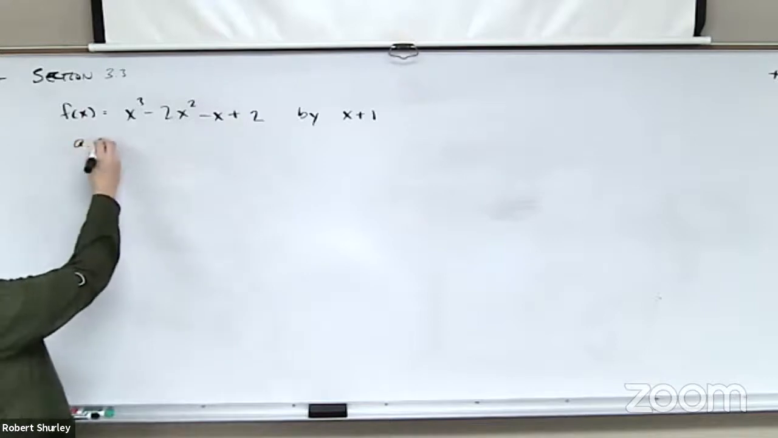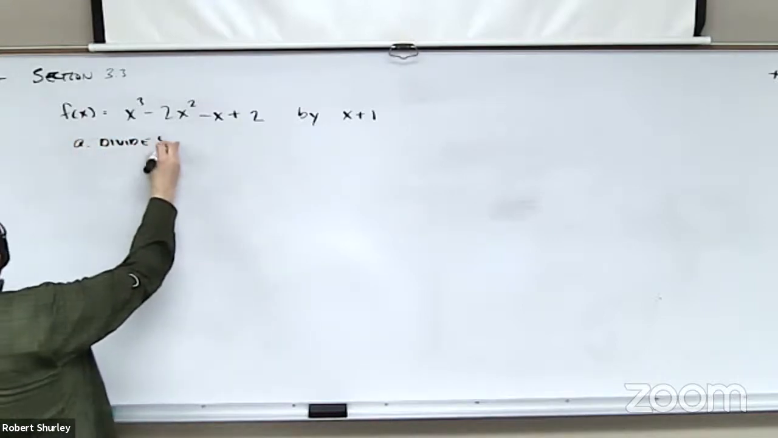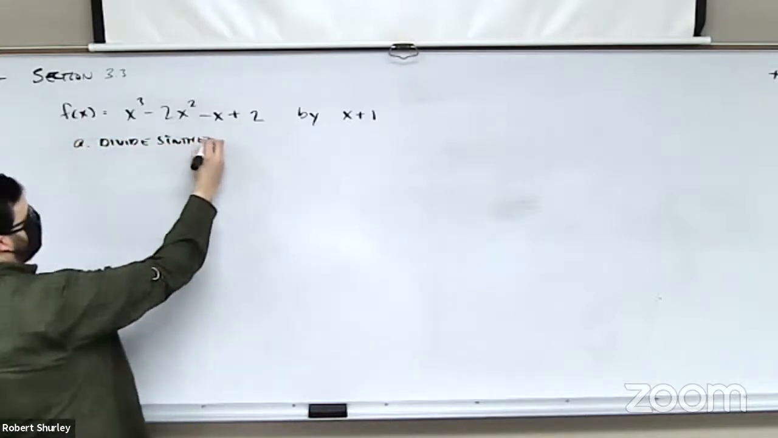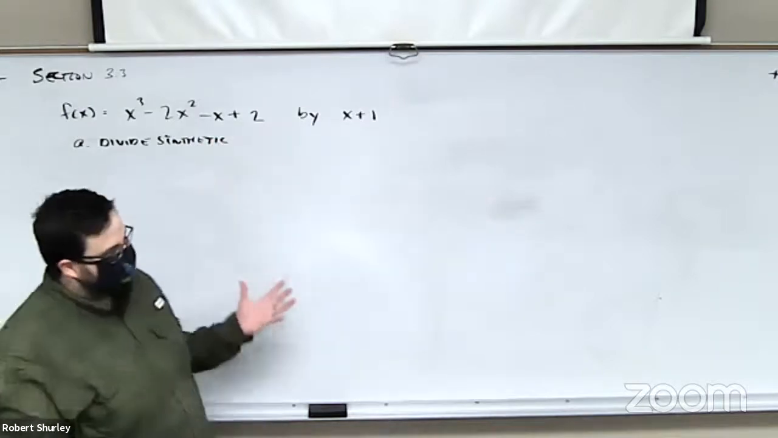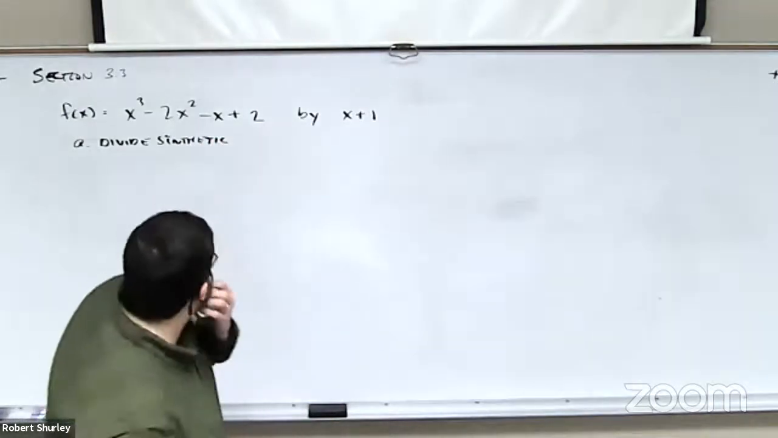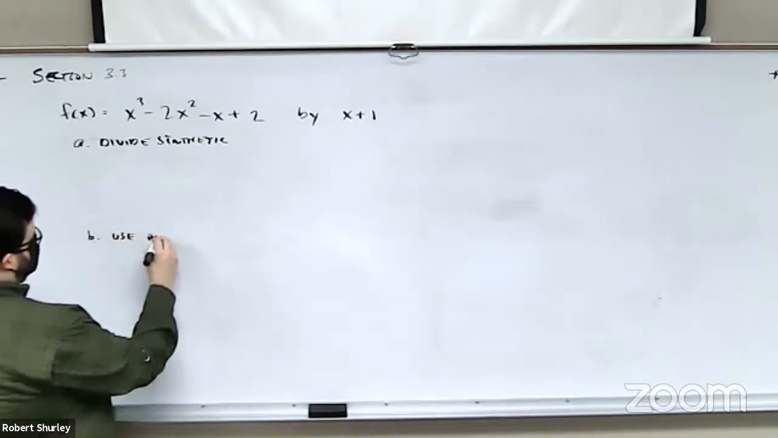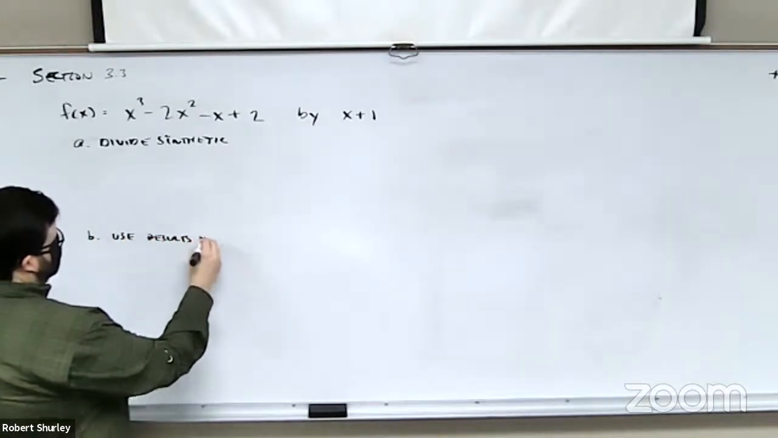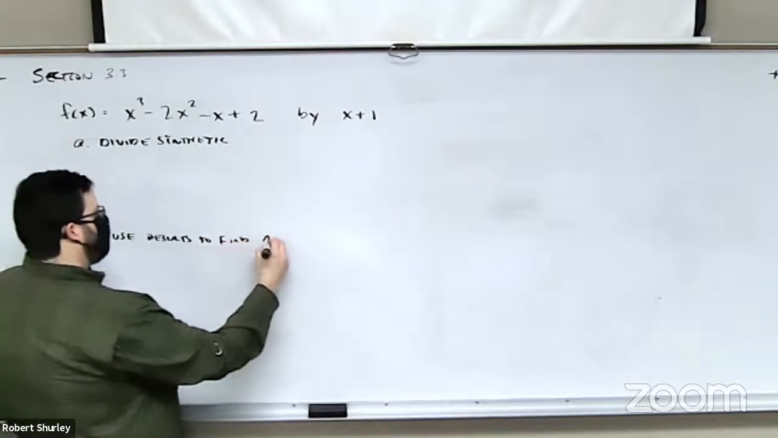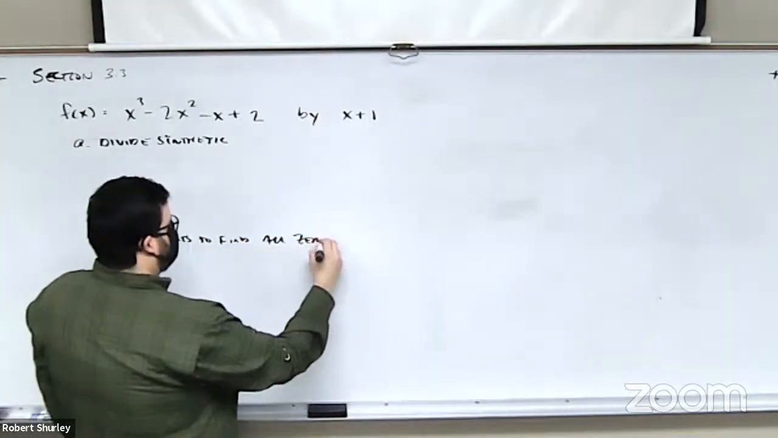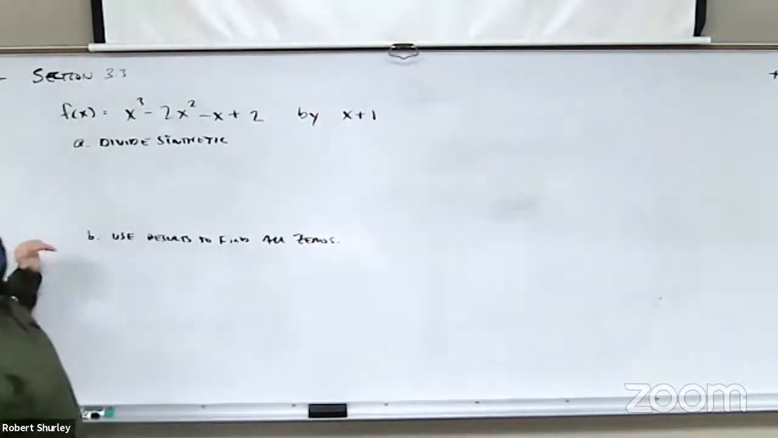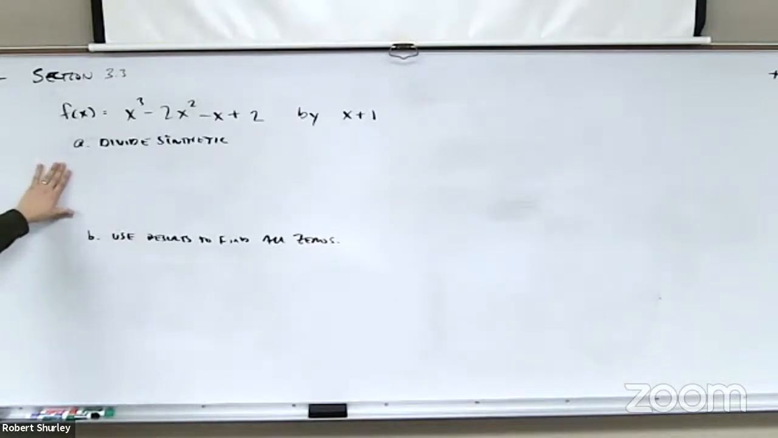So A, I'm going to divide synthetically. We know how to do that from today's lecture. I mean, if you're still iffy on it, just another good example. And part B, use the results to find all zeros. Okay, we'll get to part B. That's the new part. Let's do the part we know already, part A.